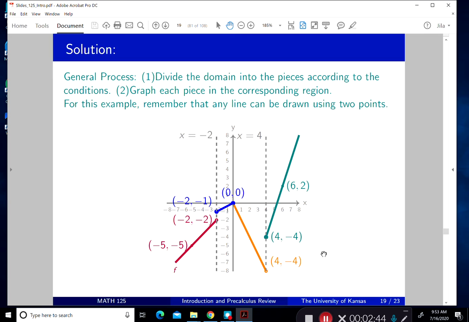And so to graph those, because I know how to graph lines, I just use 2 points, and I choose those 2 points to be within the domain. So I choose the x values to plug in to be within the domain to find those linear functions, and we put them all together.